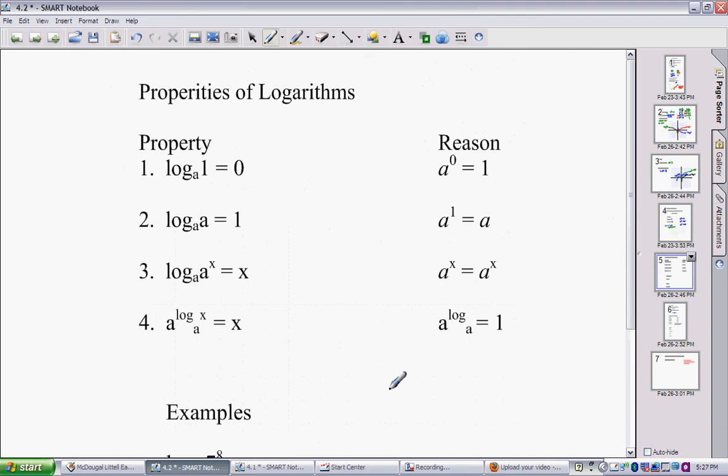So we have some properties of logarithms. Our first property is log base a of 1 equals 0. Because when you put it into an exponent, a to the 0th, anything to the 0 power, is 1. Log base a of a equals 1. It's like they cancel each other out and go to 1. Because when you put them in an exponent, a to the first is a.